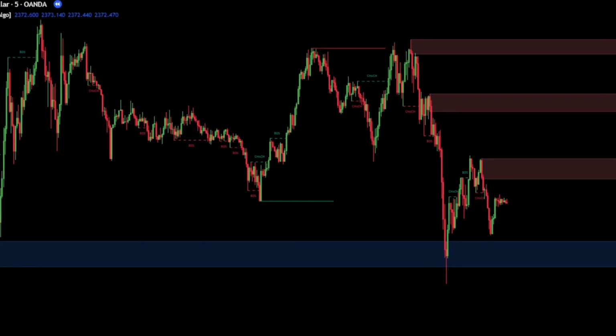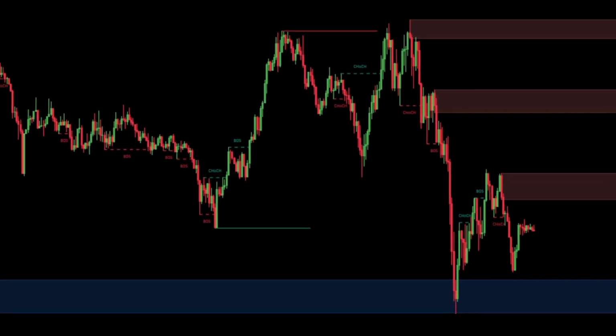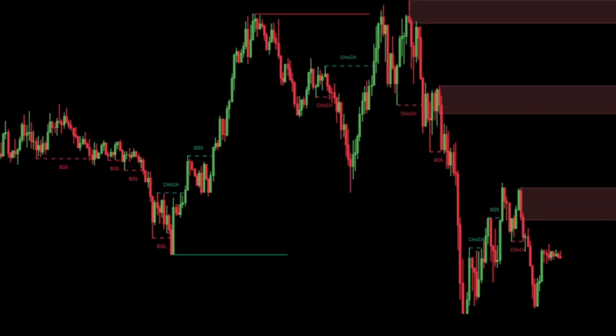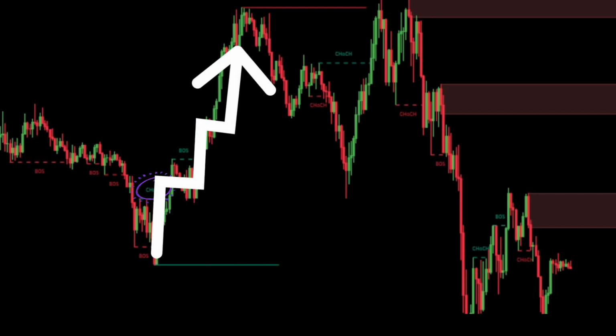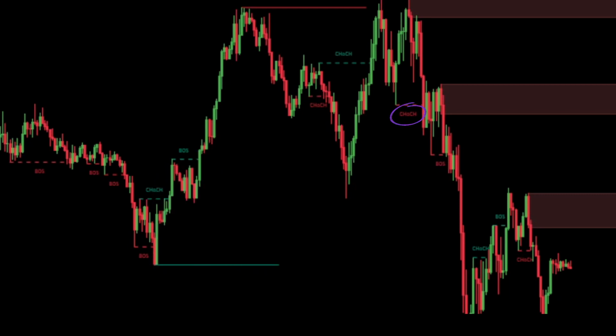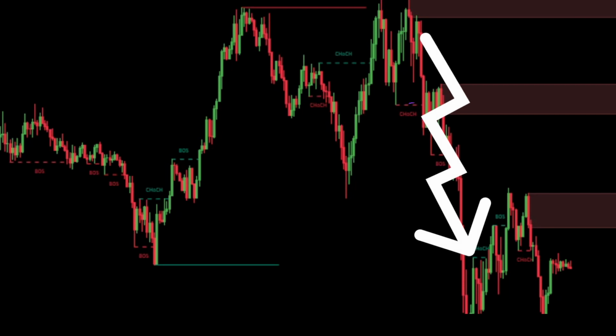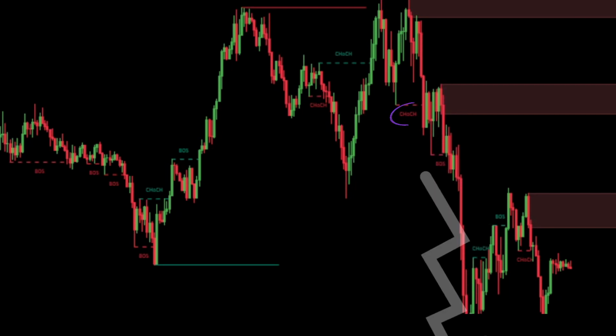Then there are also signals for market structure like CHoCH or change of character and BOS or break of structure. If you see a CHoCH signal, it indicates a trend change in the market. For example, if you see a green CHoCH signal, it indicates a trend reversal from bearish to bullish. While if you see a red CHoCH signal, it indicates a trend reversal from bullish to bearish.